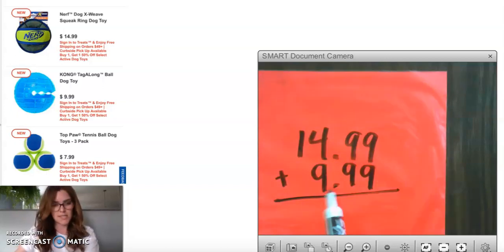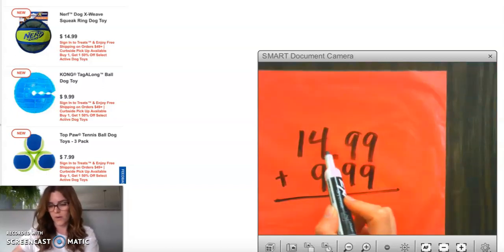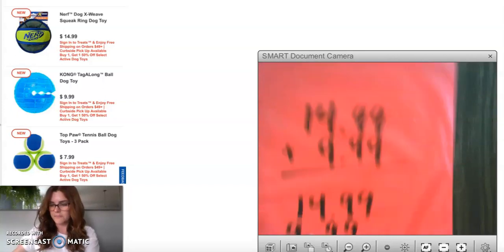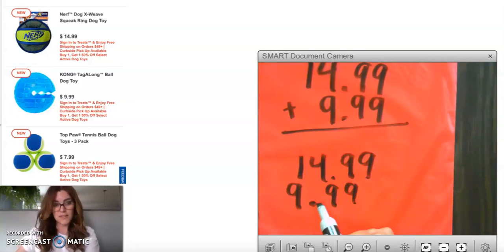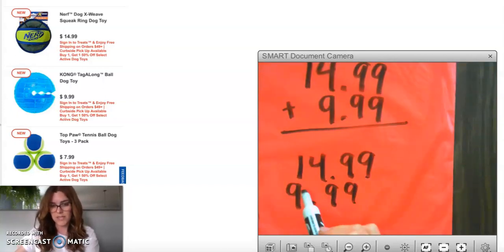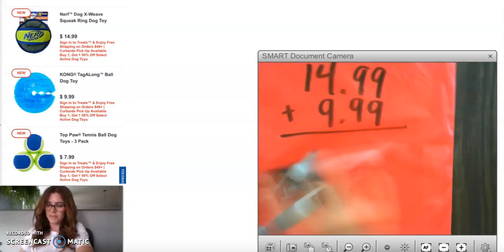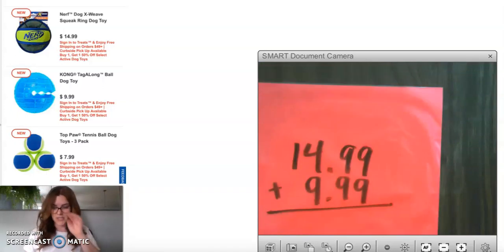9 is in the ones place value, and I put it underneath the 4. We can't write it like this with the 9 over here and 99 cents. Do you see how the decimals are not lined up? That doesn't work. So 9 is in the ones place value, so it has to be under the 4, which is also in the ones place. So now we're going to add all these up.